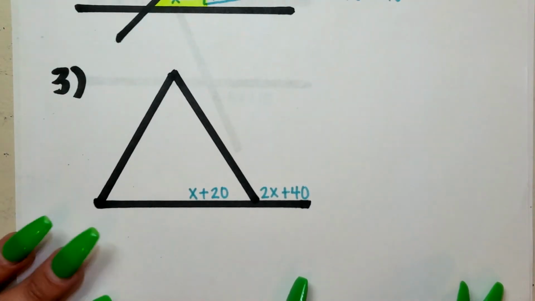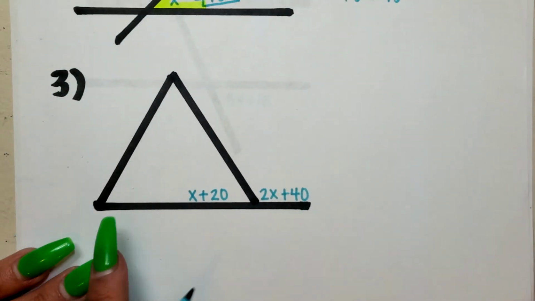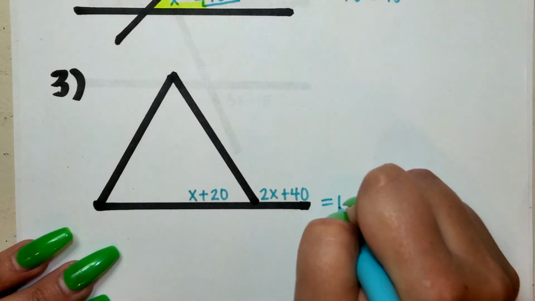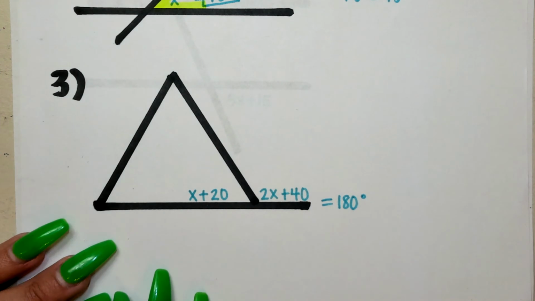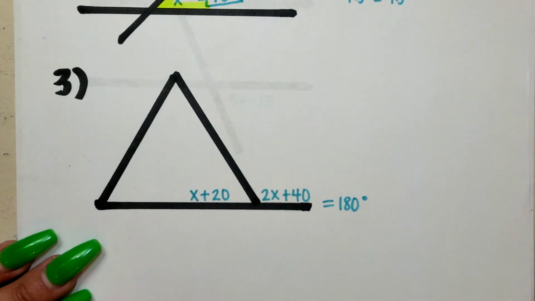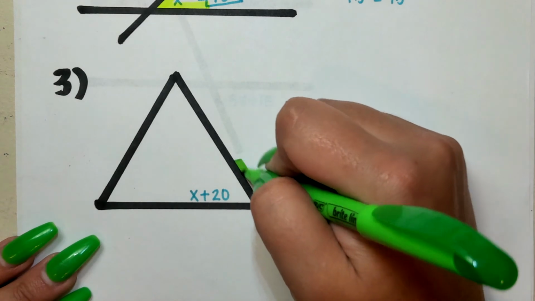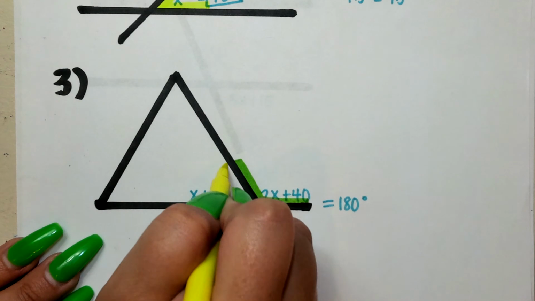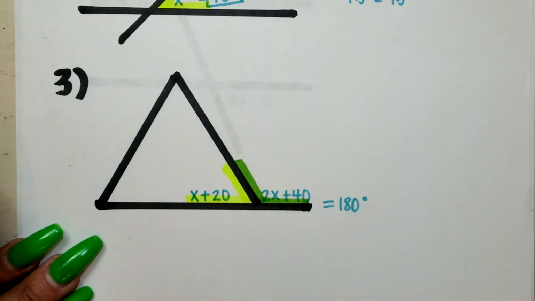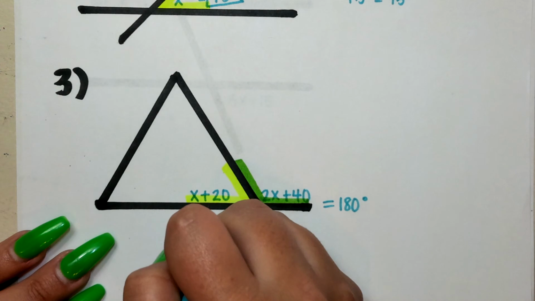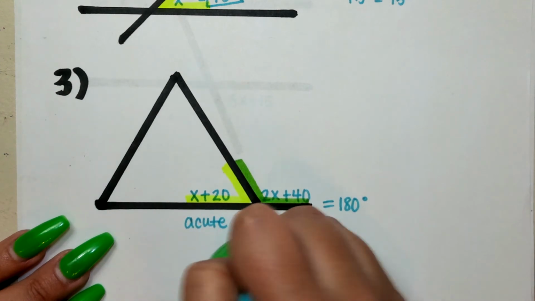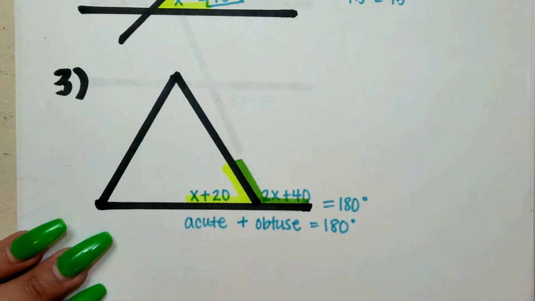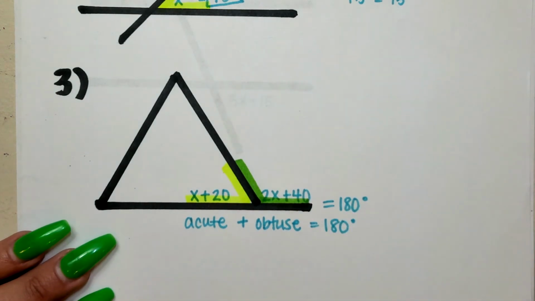Number 3. Number 3 is a triangle with an extended line. I know that extended line is equal to 180 degrees. So now let's figure out what type of angles we have. I've got an obtuse angle on the outside, and I've got an acute angle on the inside. So I have an acute angle plus an obtuse, which is equal to 180 degrees. Now I just fill in my numbers.